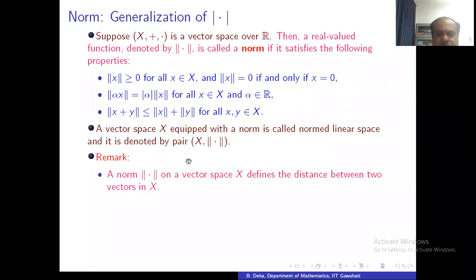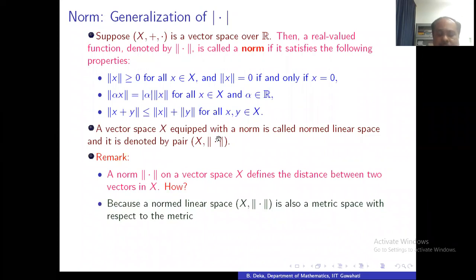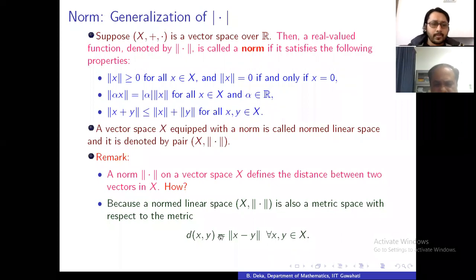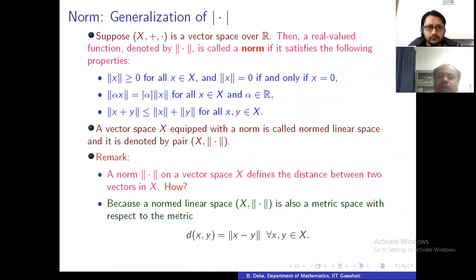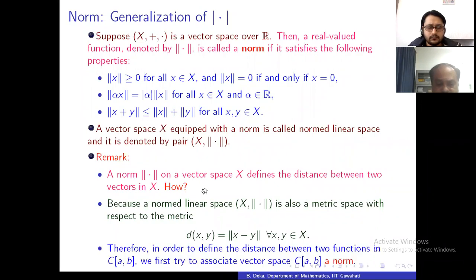And in fact, a normed linear space is nothing but a metric space. How is it a metric space? If you have a normed linear space, the norm gives you a distance between two vectors. If x and y are vectors in capital X, then the distance between these two vectors is defined by the norm of x minus y. One can easily check that this satisfies the properties of distance. So a norm gives you a distance, and a normed linear space is also a metric space.